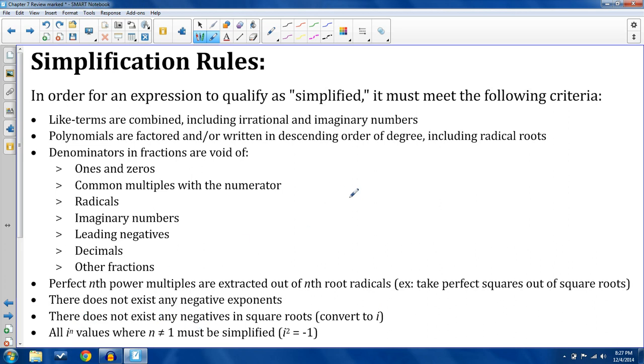must be simplified. So if you have i to powers that don't end in 1, so if you have i squared, that's negative 1. If you have i cubed, that becomes negative i, etc. We aren't doing imaginaries here. Those are just examples of what must be simplified. Okay, those are rules of simplification. If they ask you to simplify, do those things. Don't leave those out.